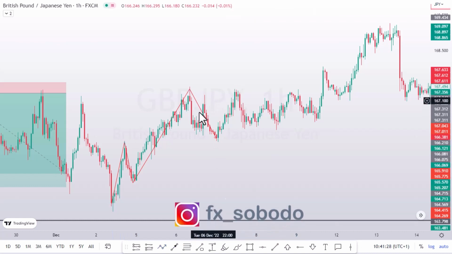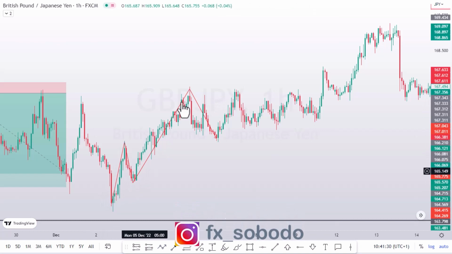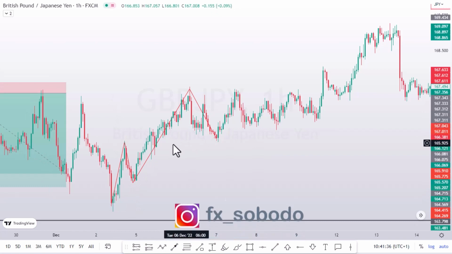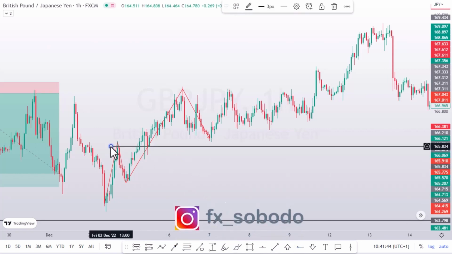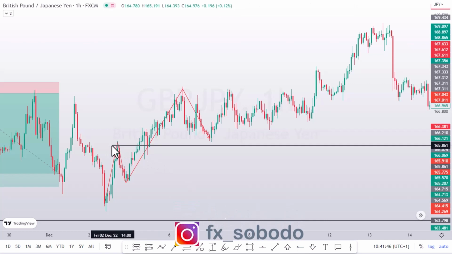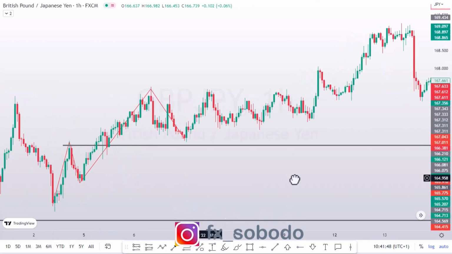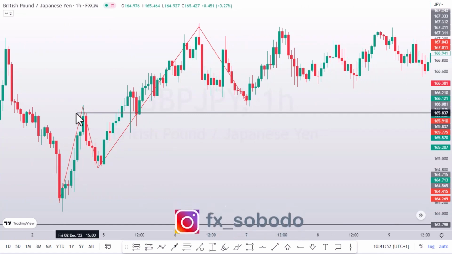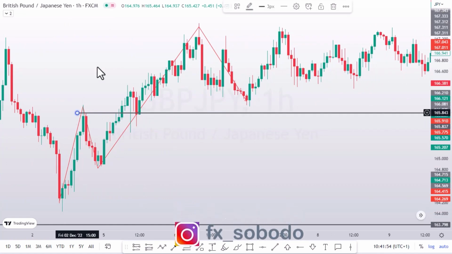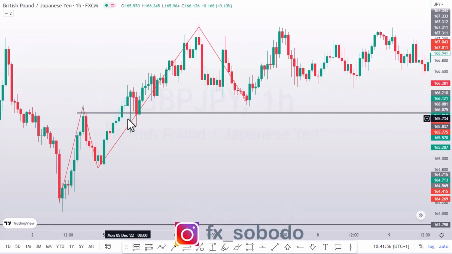Okay. Higher highs, higher lows, higher high. Let's say we've identified this structure. This is a what? Buy structure. Then what do we do? We draw our resistance here. The more touches, the better. You see, at this level.